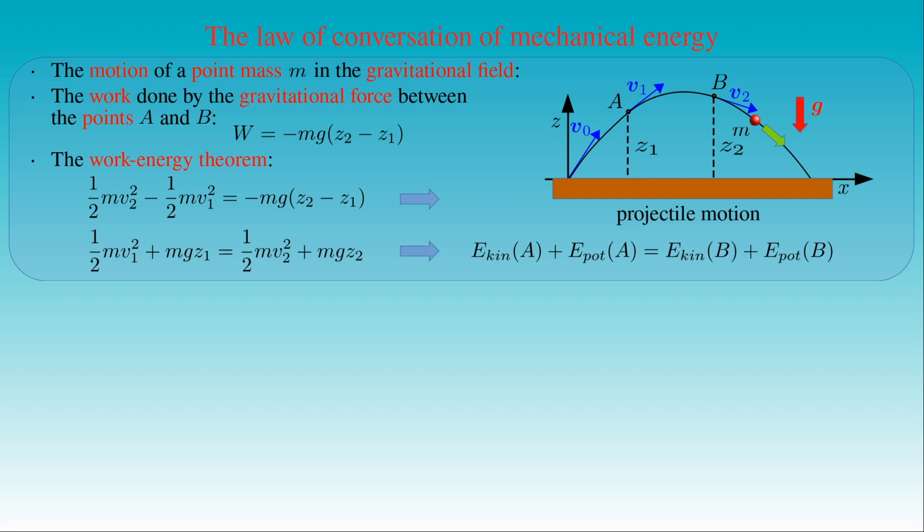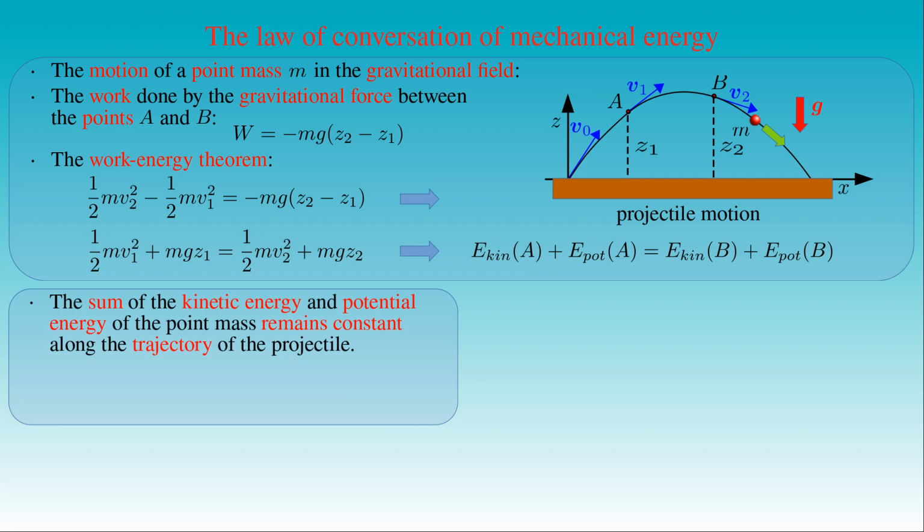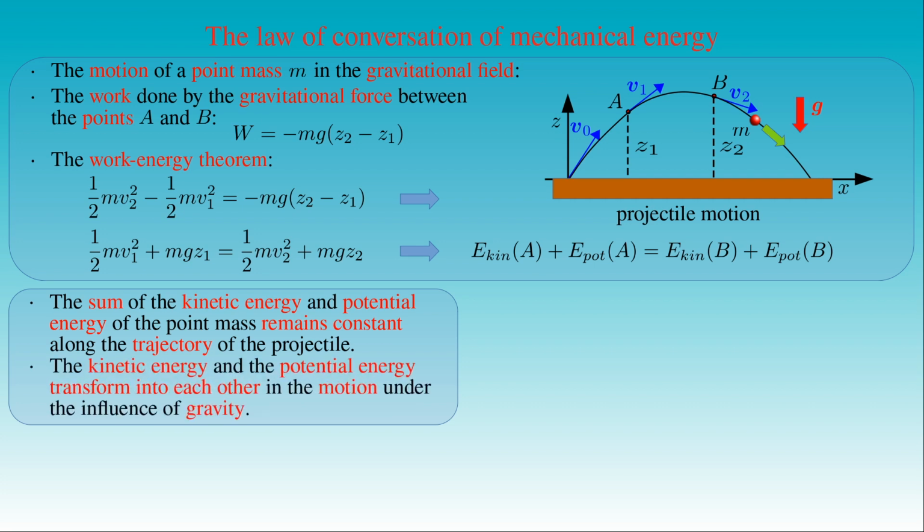Generally speaking, the sum of the kinetic energy and the potential energy of the point mass is the same at every point along its path, that is, the sum remains constant during the motion of the point mass in the gravitational field. As the projectile rises, the decrease in its kinetic energy is equal to the increase in its potential energy. As the projectile falls, the increase in its kinetic energy is equal to the decrease in its potential energy. In other words, the kinetic energy and the potential energy transform into each other in the motion under the influence of gravity. This statement holds not only for gravitational force but also for conservative forces.